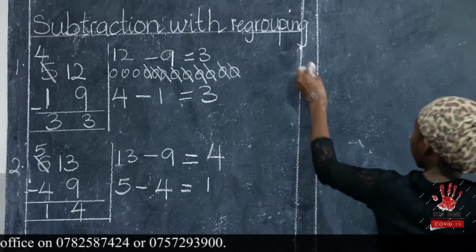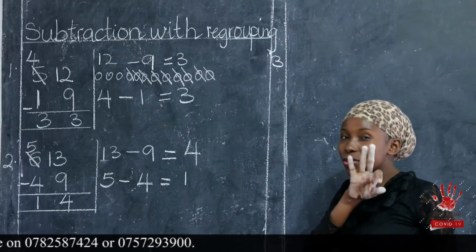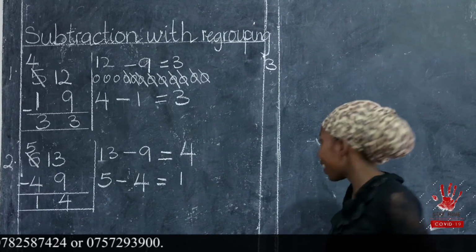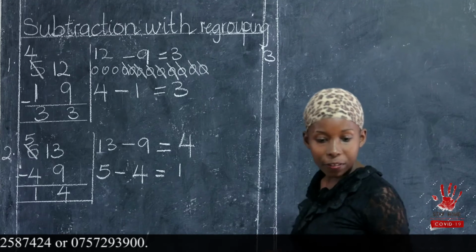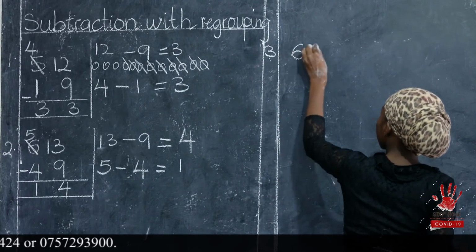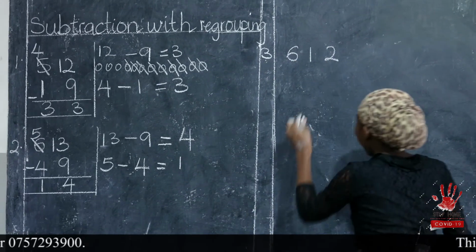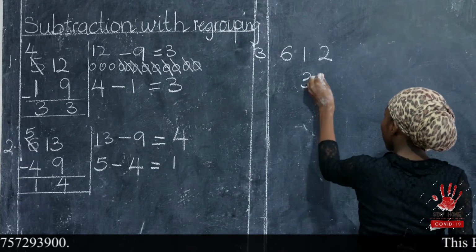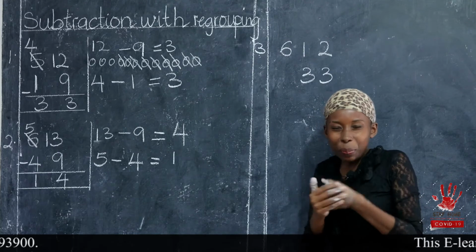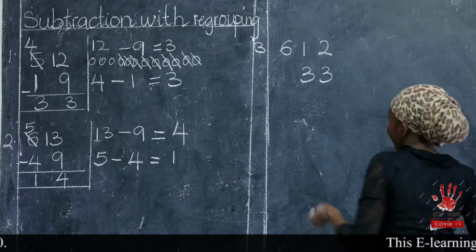All right, number 3 is here. And number 3, I'm going to do 3 digits. Get ready for that. I am having 612 take away 33. Are you here? Are you paying attention? Are you ready? Please check here. Check this out.